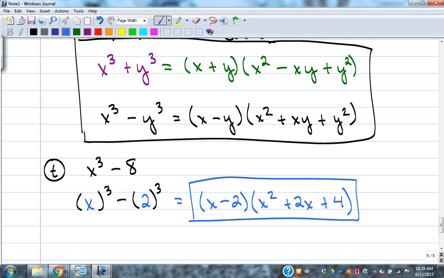The great thing about differences or sums of cubes is that this long piece back here will never factor. It won't ever factor any further. You don't even have to worry about it. You're done once you've done this pattern. This part won't do anything else. Okay?